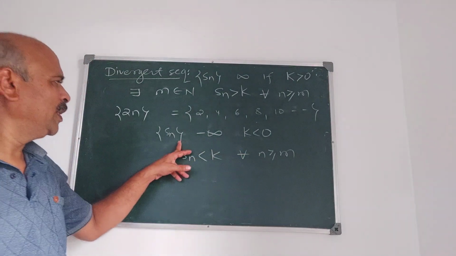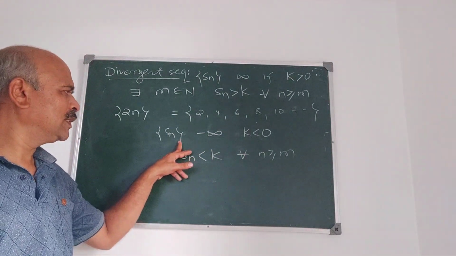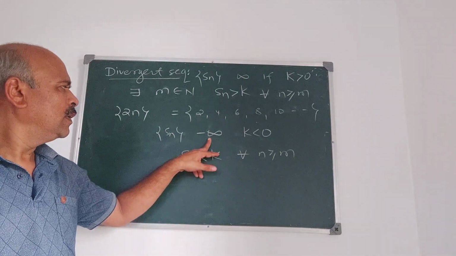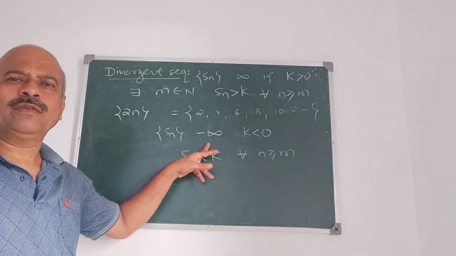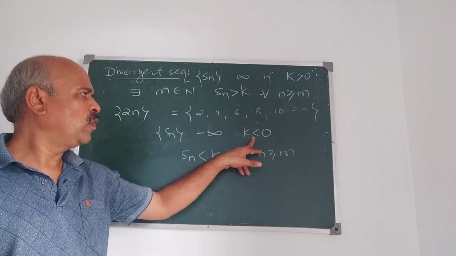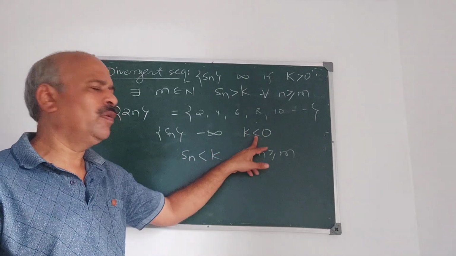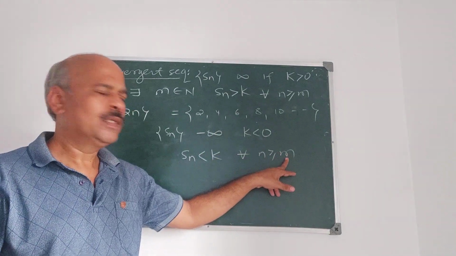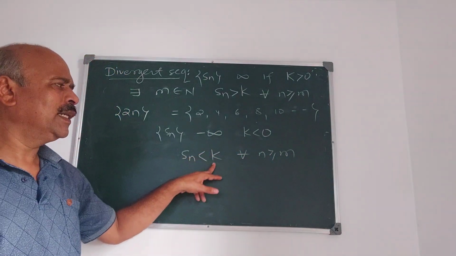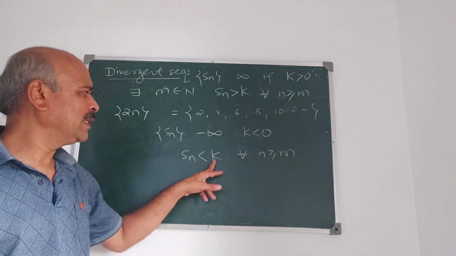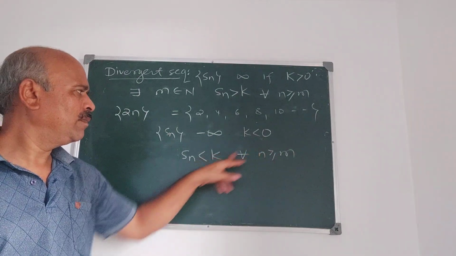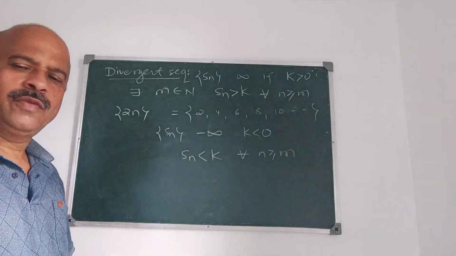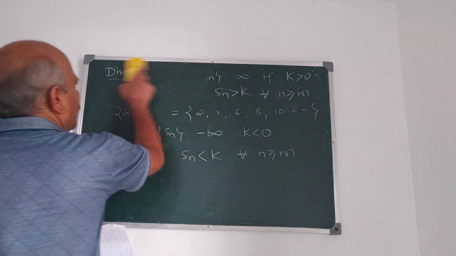See, again I explain this. A sequence Sn is said to diverge to minus infinity if for k less than 0, however small, there exists a natural number m, so that Sn is less than k for all n greater than or equal to m. It is said to diverge to minus infinity.